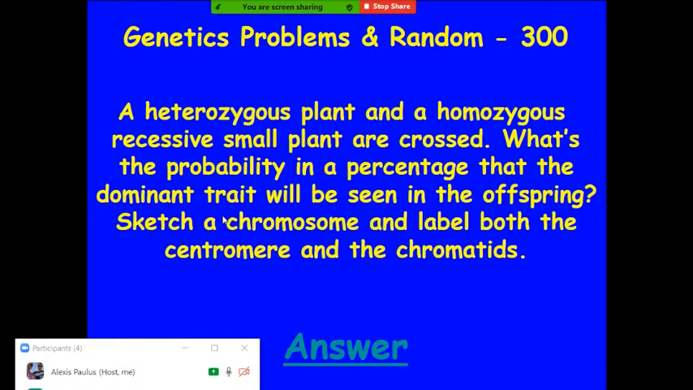All right, here we go. A heterozygous plant and a homozygous recessive small plant are crossed. What's the probability in a percentage that the dominant trait will be seen in the offspring? Sketch a chromosome and label both the centromere and the chromatids. This is one of the questions that is not on the test. I tested you on meiosis and mitosis and chromosomes on the last test. Therefore, there is no need for you to sketch the chromosome and label the parts here. You can still do it, but you don't need to.